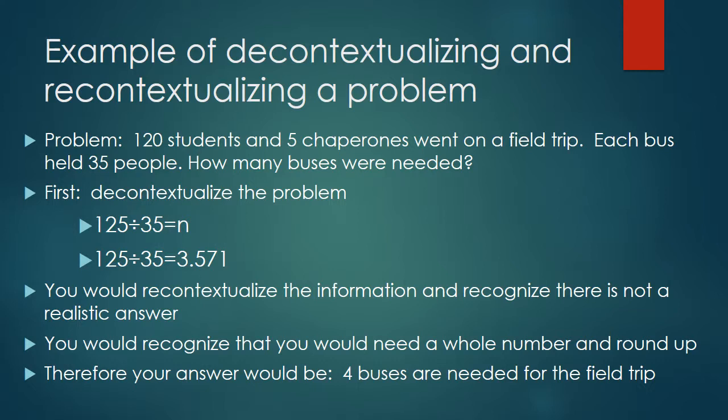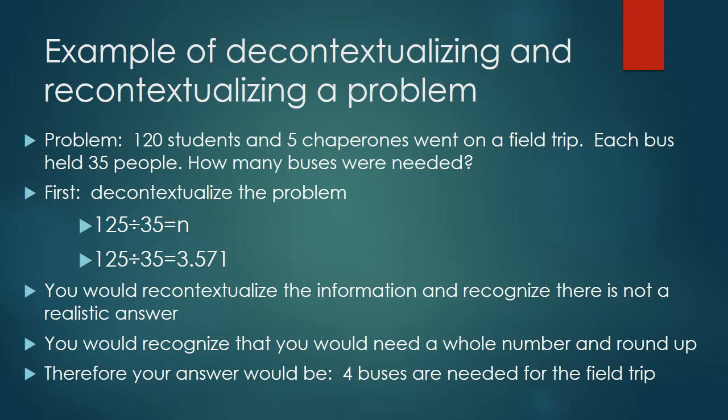The first thing you're going to do is explain to them how to decontextualize this problem. You would explain that you got 125 people, but only 35 people would end up on one bus. So you have to break these people into 35 people groups. So you're going to take 125 and divide it by 35, and you're going to get 3.571.